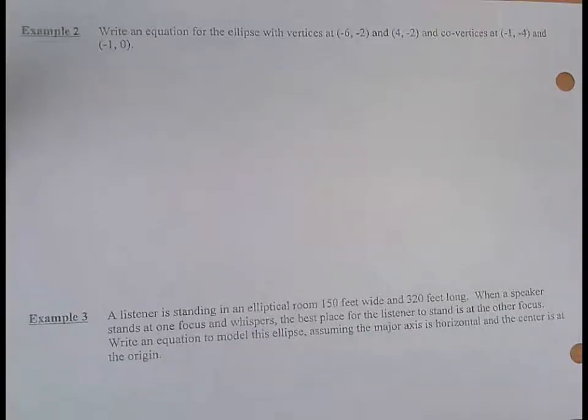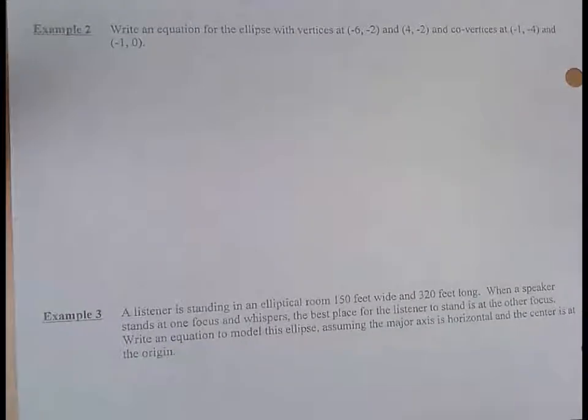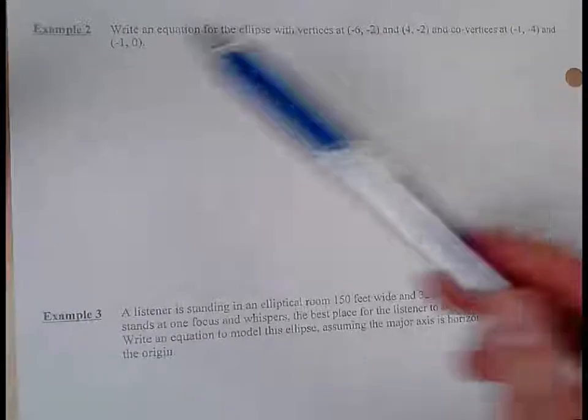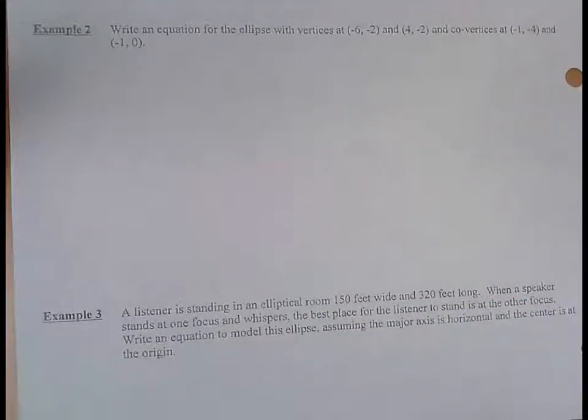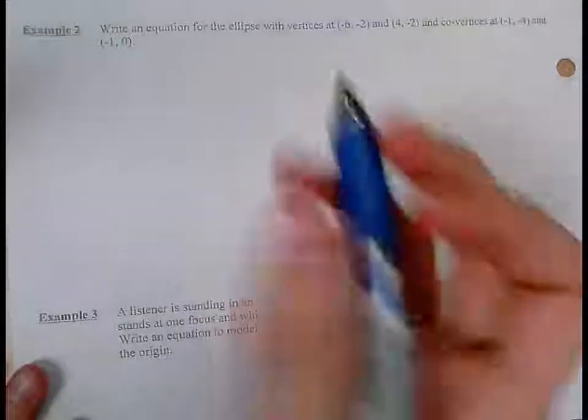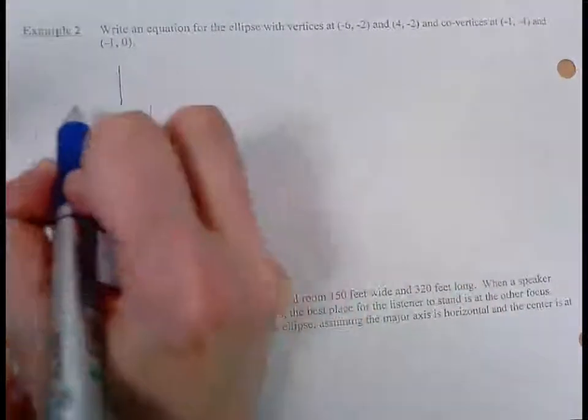Example 2 says write an equation for the ellipse with vertices at -6, -2, and 4, -2, and co-vertices at -1, -4, and -1, 0. So this one doesn't give you a graph, it just gives you the ordered pairs. Just like we did with parabolas, I would recommend you actually plot these points so you can picture what the ellipse looks like. You can picture, is it going to be longer the horizontal way or is it going to be longer the vertical way, so you know which standard form to use. So I'm going to sketch these points.